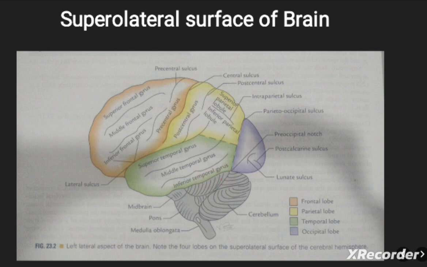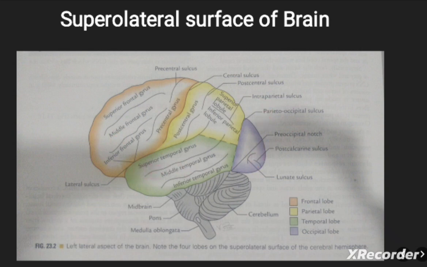Then we can go to the easiest part, the occipital lobe. Here you can see one sulcus and here another sulcus. This is called the post calcarine sulcus and this is called the lunate sulcus, because it is shaped like the moon. So you can remember it as the lunate sulcus. I hope you have understood this, and it's also easy to remember if you study like this. You can start from the parietal lobe, then go to the frontal, then temporal, then the occipital.